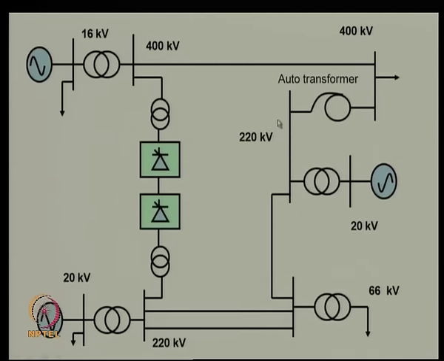Moving on, we see that a power system may be meshed in the sense that there may be two parallel transmission paths from point, say, A to B. You can go from here or you can go here. So in some sense, a power system being meshed is also quite reliable, in the sense that if one of the transmission paths, say this transmission line, is tripped, you do have alternative power transmission paths.